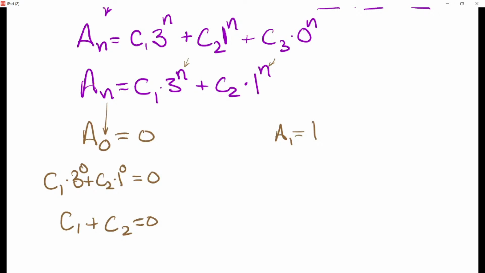Next, I'm going to do the same thing for the other initial condition, and that is A1 is 1. And here I'm going to change those n's to 1s. So I have C1 times 3 to the first plus C2 times 1 to the first. 1 to the first should equal 1. So this is 3C1 plus C2 equals 1.